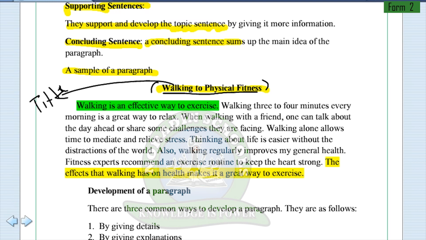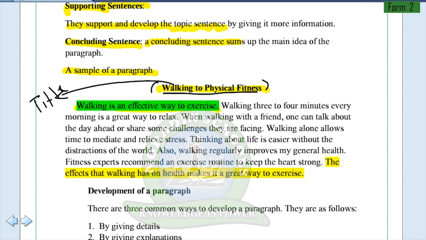Here, this green highlighted sentence is the topic sentence of this paragraph. They said, walking to physical fitness. Here, walking is an effective way to exercise. This is not enough to understand. So these sentences support, they develop, they add extra information about how walking is an effective way to exercise.